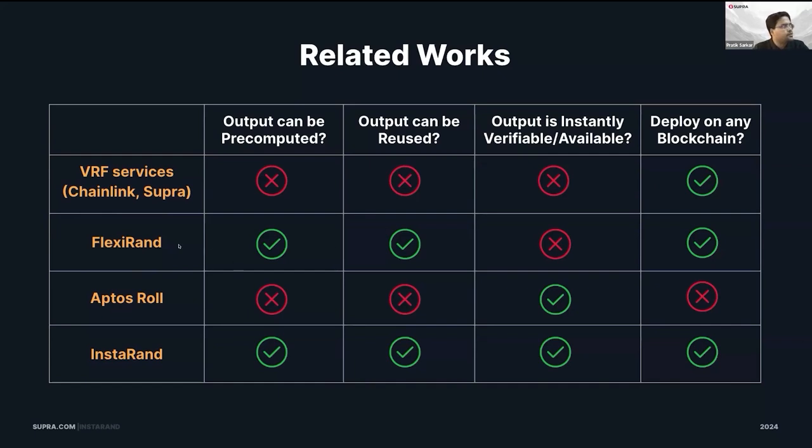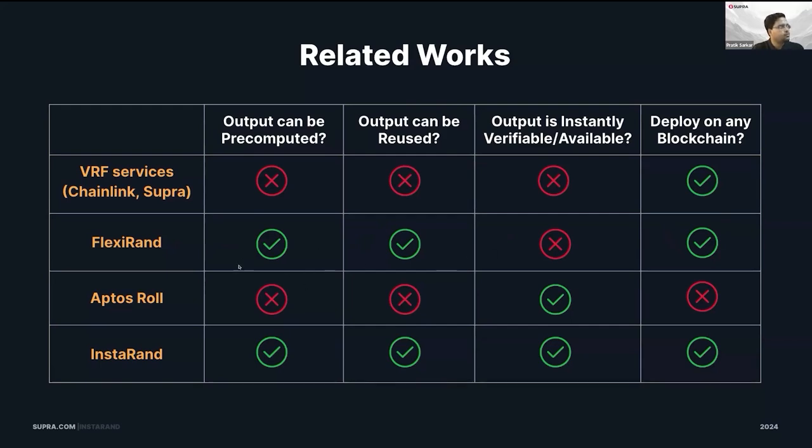Next, we have FlexiRand, which we discussed. So here you can pre-compute the output and partially reuse it, but you cannot instantly verify the output. So that's why there's a cross mark over here. However, FlexiRand can be deployed on any blockchain, as it is the same as the VRF services.